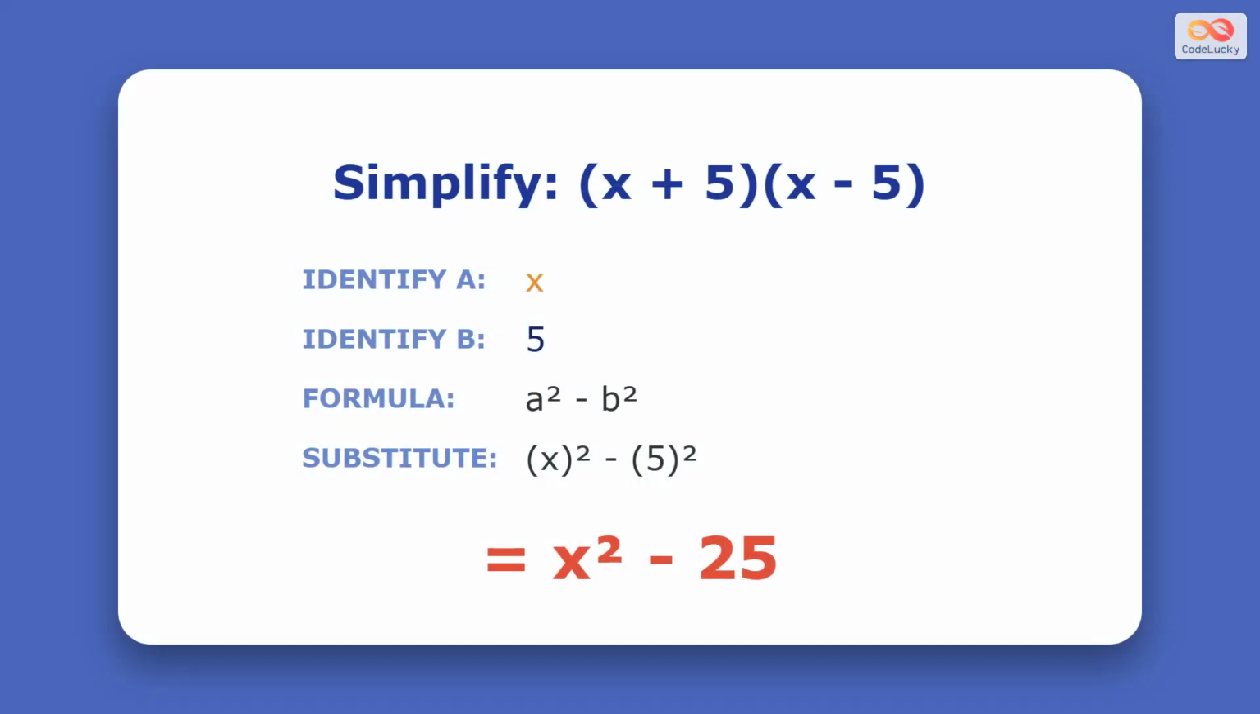Now let's apply this to a simple algebraic expression. We want to simplify x plus 5 multiplied by x minus 5. First, identify that a is x and b is 5. Using our formula, we square the x to get x squared and square the 5 to get 25. The answer is x squared minus 25.